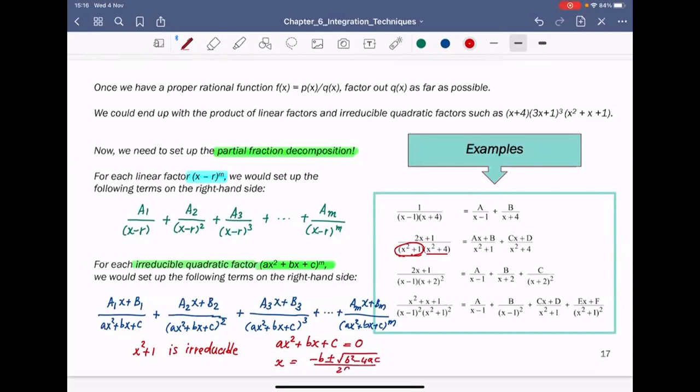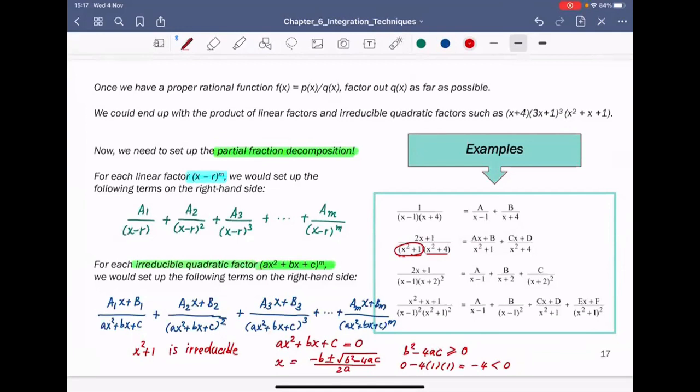over 2a. And then this is going to have real roots when b squared minus 4ac is greater than or equal to 0, right? If b squared minus 4ac, the discriminant, is less than 0, that means the roots are going to be complex numbers, and that means x squared plus 1 is irreducible. So you can see for this question, you have b equal to 0, a equal to 1, c equal to 1. So this is just negative 4, less than 0. So the roots of this polynomial x squared plus 1 are complex roots. So that means this is irreducible.